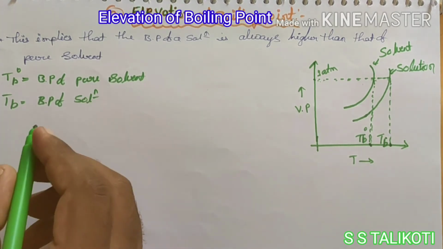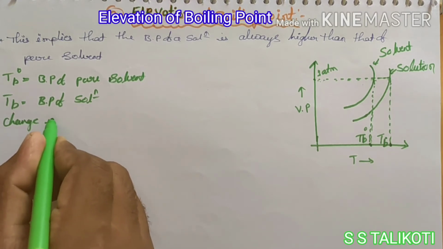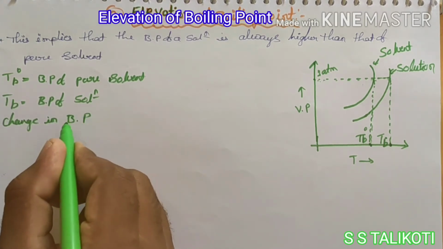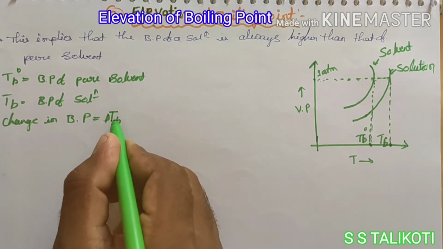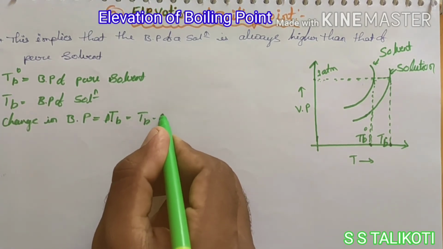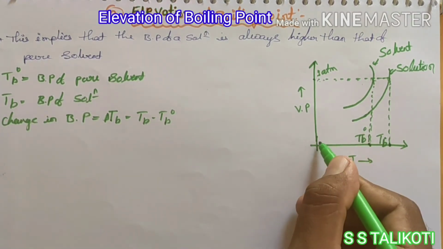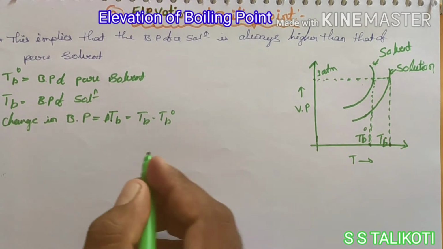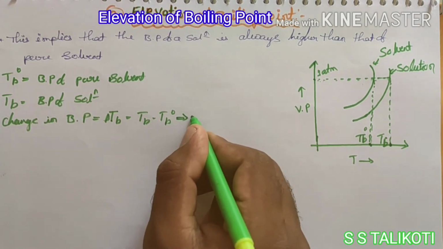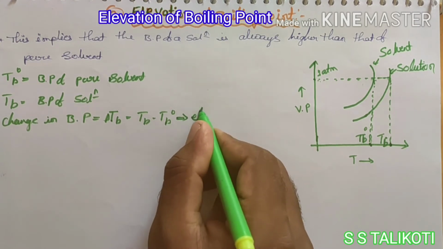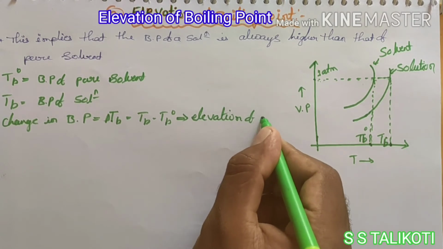Okay, then after that, we have to understand the change in the boiling point. What is the change in the boiling point? The change in the boiling point, dear student, delta TB, is TB minus TB naught: highest minus lowest. This is known as the elevation of a boiling point.